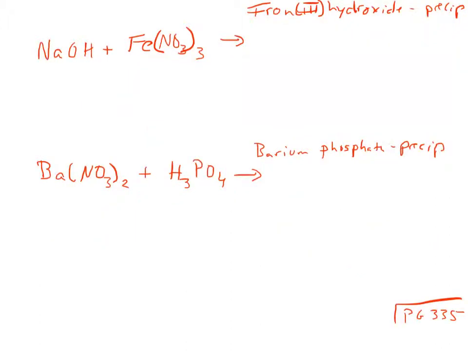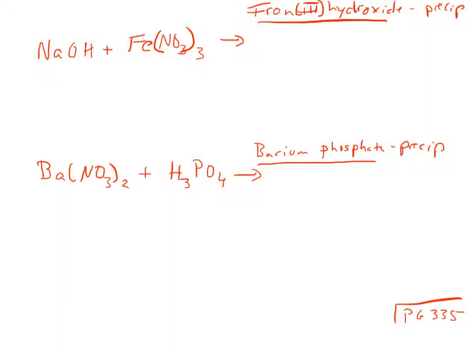Alright, you try these problems. You've got sodium hydroxide and iron nitrate, and they're telling you that here's our precipitate, and barium nitrate and phosphoric acid, and they're telling you that barium phosphate is going to be the precipitate. Stop the video, try those.